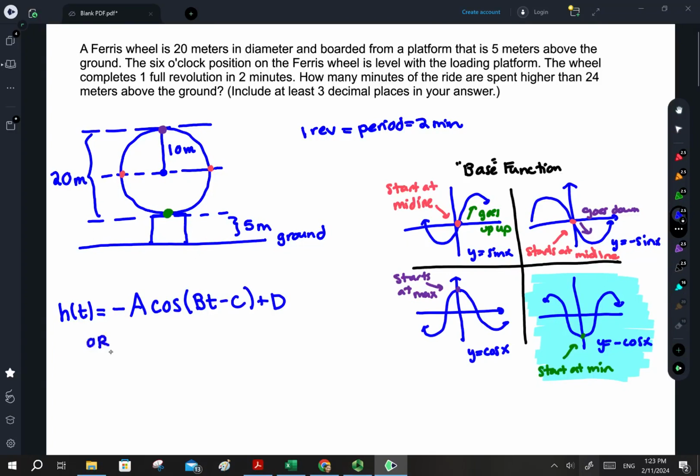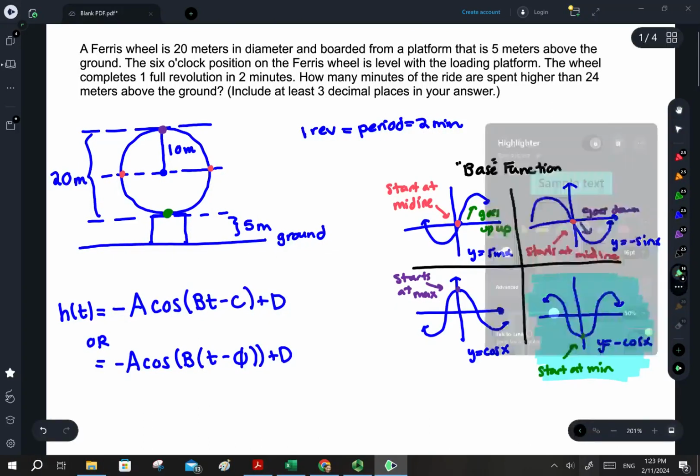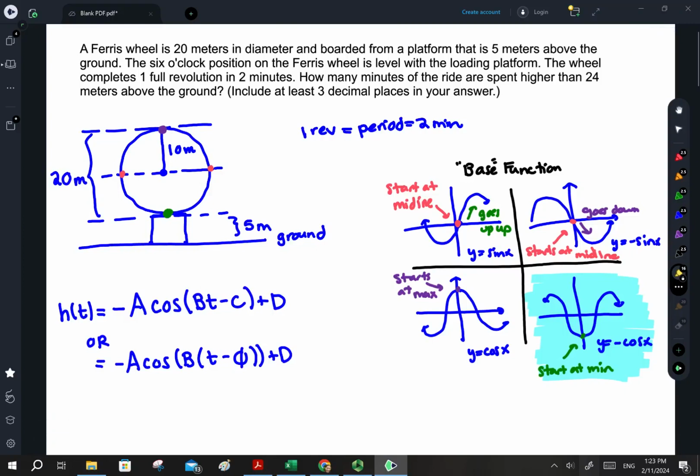And the other way that this is sometimes written that's also really useful is cosine of b times parentheses t minus some number, which I'll call phi. And there's a really important distinction to make between these two options, and that distinction is with regards to the phase shift. In the first version, where it's bt minus c with no parentheses inside the cosine function, the phase shift is not the number c being subtracted. It is c divided by b.